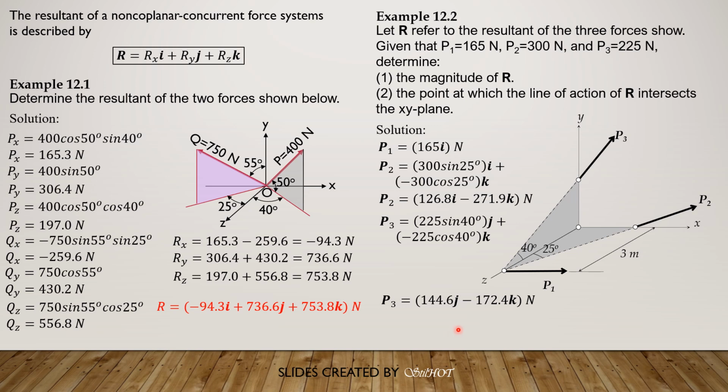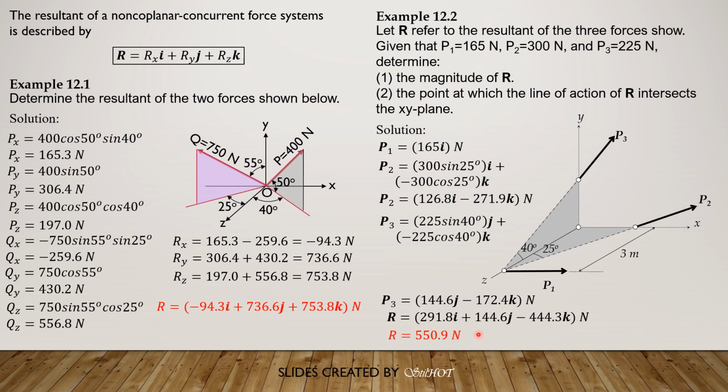Combining like terms, the i's, the j's, and the k's, those would be the components of R. So R is 291.8i plus 144.6j minus 444.3k newtons. So that's the resultant. Its magnitude is the square root of 291.8 squared plus 144.6 squared plus 444.3 squared. So its magnitude is 550.9 newtons.